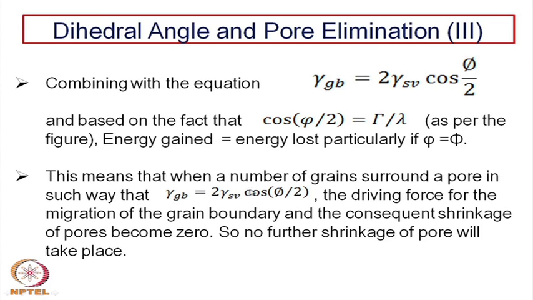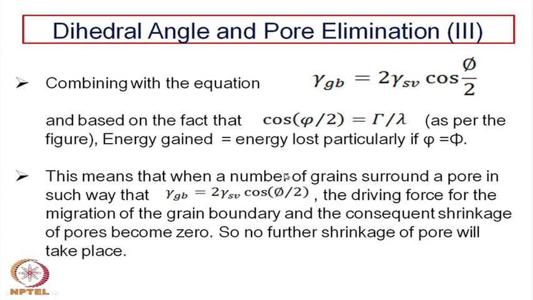This means that when a number of grains surround a pore in such a way that lambda GB, the grain boundary energy, equals 2 lambda SB, the solid vapor energy, times cos phi by 2, the driving force for the migration of the grain boundary and the consequent shrinkage of pores becomes 0. So, no further shrinkage of pores will take place.